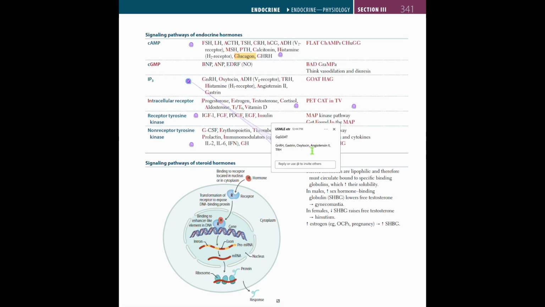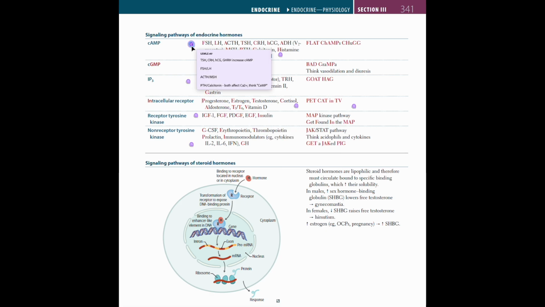So I would remember these primarily, especially oxytocin. That's a really weird one. Gastrin, also weird. Most people don't realize, oh, that's Gq, which is confusing. TRH as well, GnRH. Okay. Then you've got your cAMP or Gs pathways.